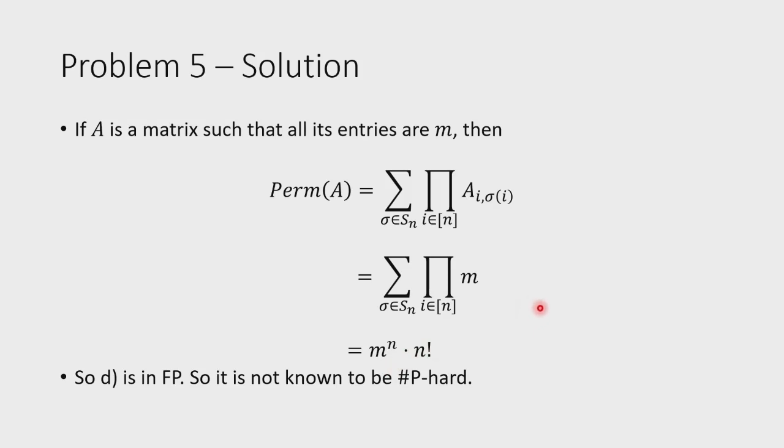So order log n, order n square times log n. And you can compute this quantity in exactly that much time. It's not too difficult to show. You can try it on your own. And if you still can't show it, you can ask me in the next session. So option D is in FP. And since we don't know if FP equals #P or not, it is not known to be #P-hard.